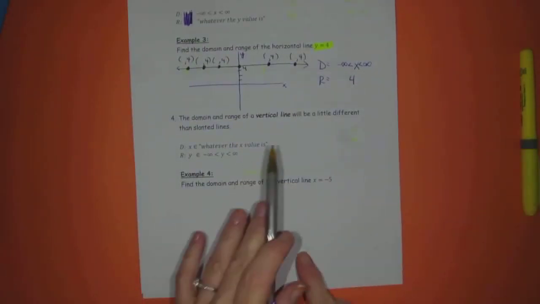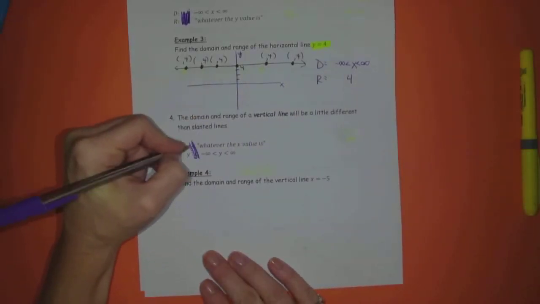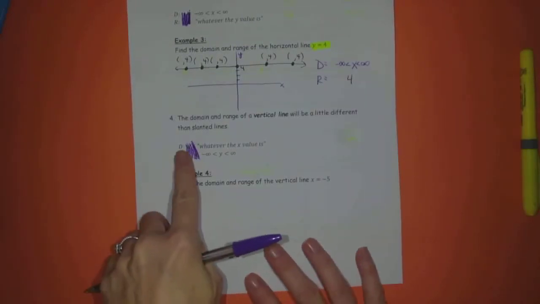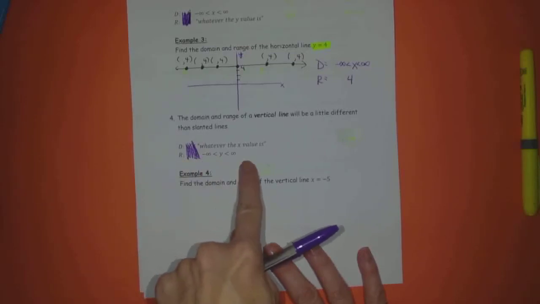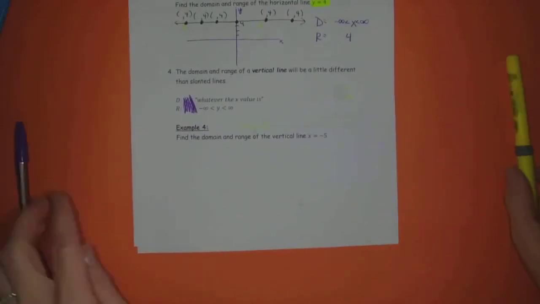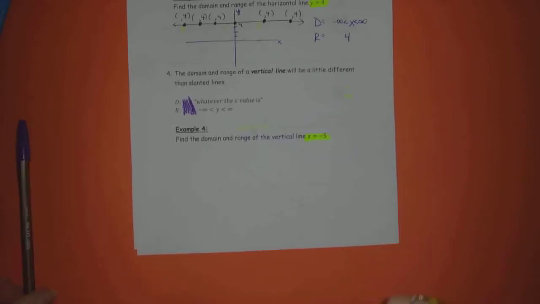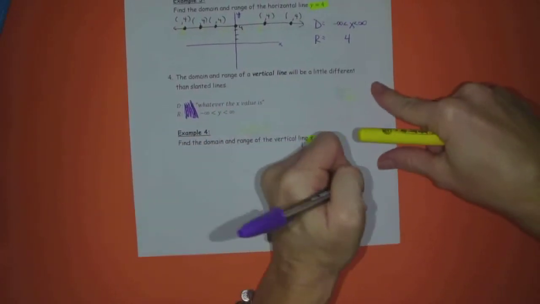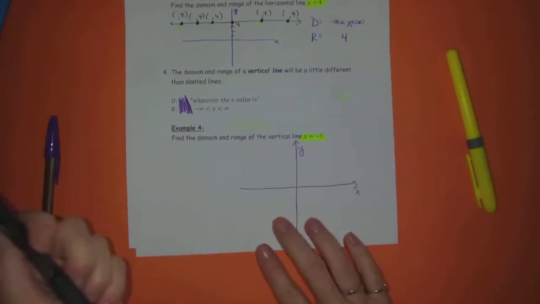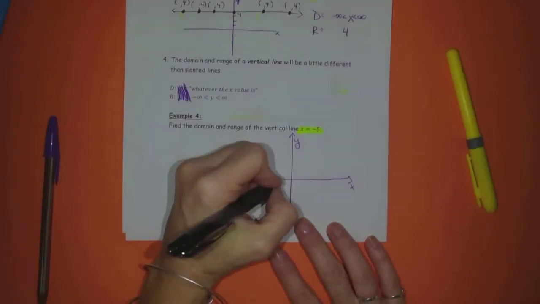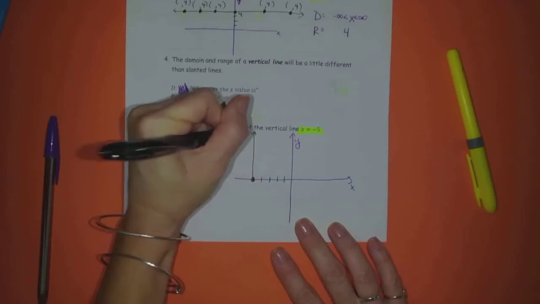Now it's sort of the exact opposite for the vertical line. The domain and range of a vertical line is going to look like this. Again, I'm scratching that fancy stuff out. So the domain will be whatever the x value is, and the range is going to be negative to positive infinity. So let's look at example 4. Find the domain and range of the vertical line, x equals negative 5. So draw this out. Here's x, here's y. Now x equals negative 5. We know where that is. We go on the x-axis to negative 5, and we draw a vertical line.